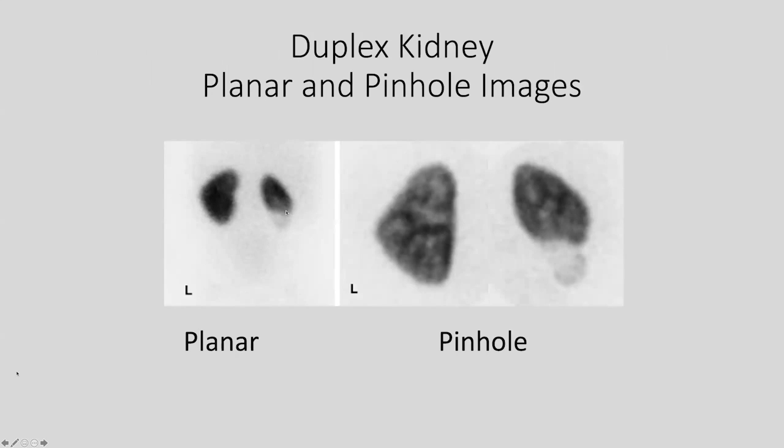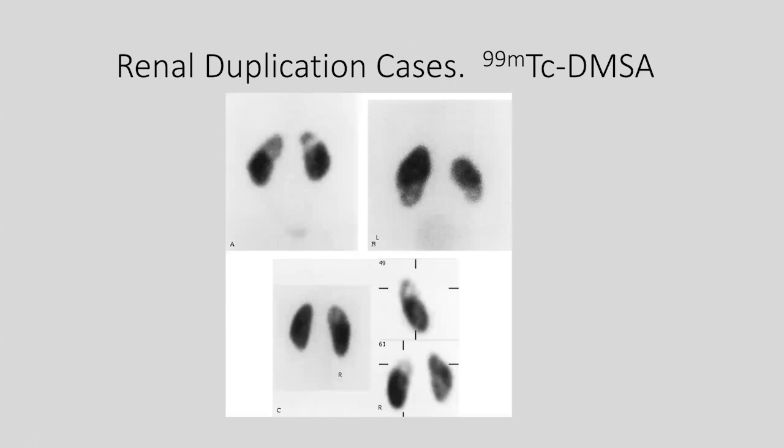Here, again, an example of planar imaging with duplication of the right upper pole. And when you use pinhole scintigraphy, you can see the details much more clearly. Not only the difference between the upper and the lower pole, but also internally, you can see the folds of the cortex, which, if you look at high-resolution images, is something you would expect, especially in the very young.